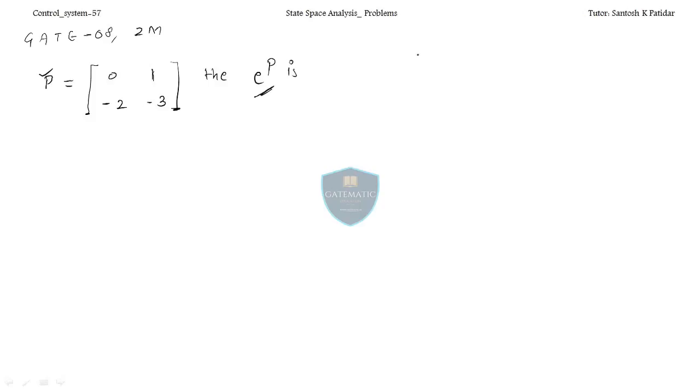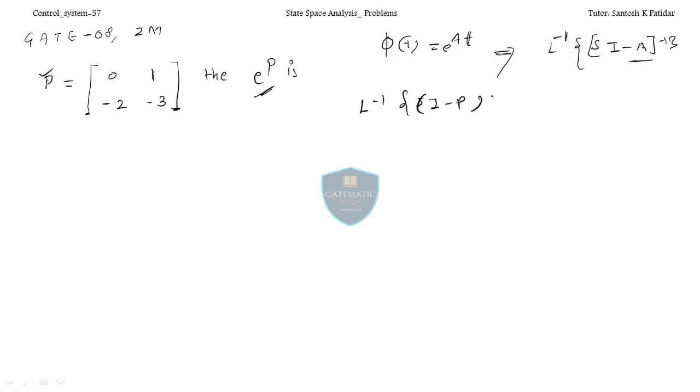So this is a kind of state transition matrix. Phi(t) we have seen. Phi(t) is nothing but e to the power At, isn't it? Or you can convert this into the Laplace domain, so you can write L inverse of (sI minus A) inverse. Instead of A, I have P. So what you have to find is L inverse of (sI minus P) inverse.